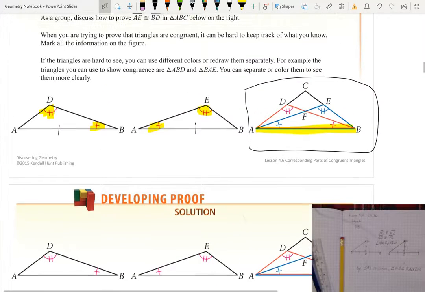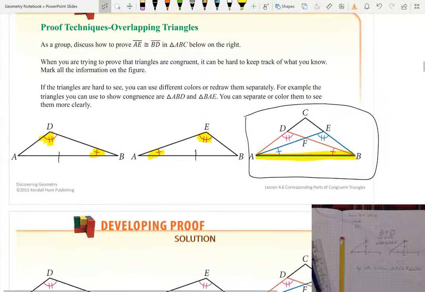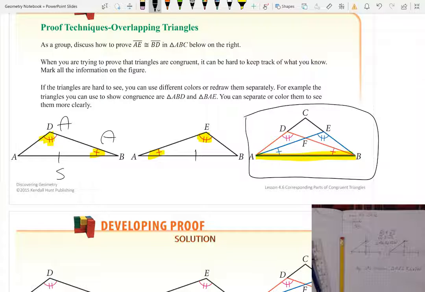And they get into writing a proof. What would that proof be? Well, simply put, this is going to be side, angle, angle. And then I know that the triangles are congruent by side, angle, angle. Therefore, why would that be congruent, right?